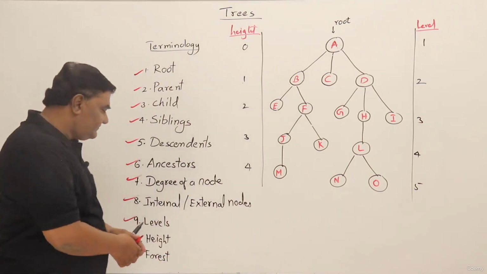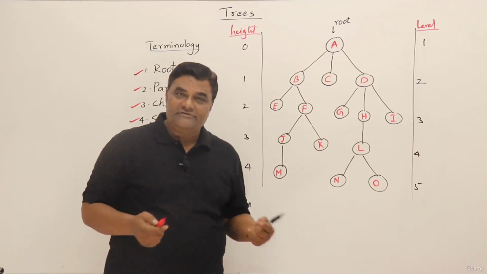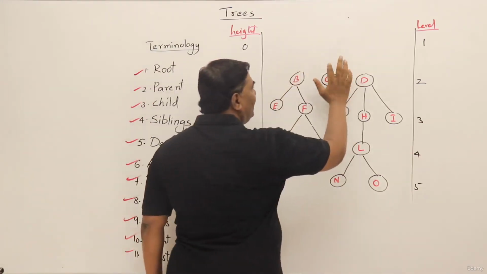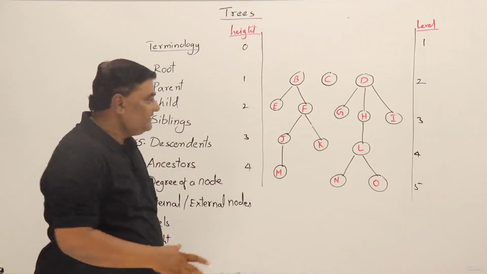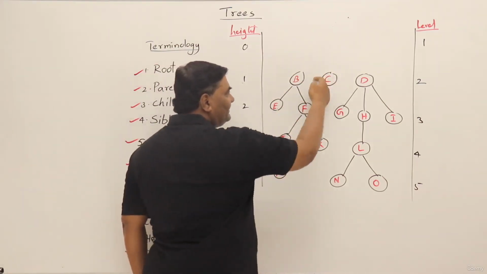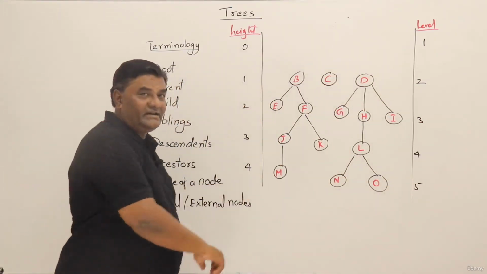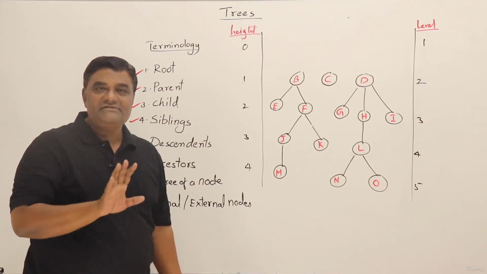Now coming to the last term, that is forest. A collection of trees is called a forest. For example, here I will make a change. I have removed A, the root. How many trees do you see? This is one, then this is just a single node tree and this is another. Total 3 trees are there. So this is a forest. Collection of trees is a forest.